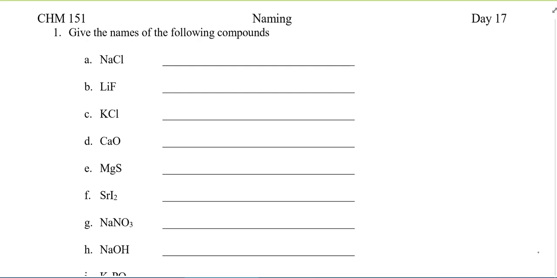What do I mean? Is it ionic? Right? Composed of metal, non-metal, opposite sides of the stairs, like far apart on the table. Is it molecular? Or we have non-metals. So sodium, Na, is a metal, and Cl is a non-metal, so this would be ionic. And if we look at these, they're all ionic.